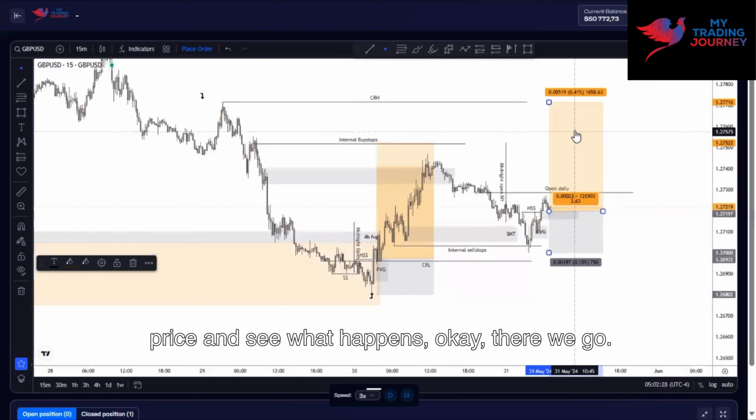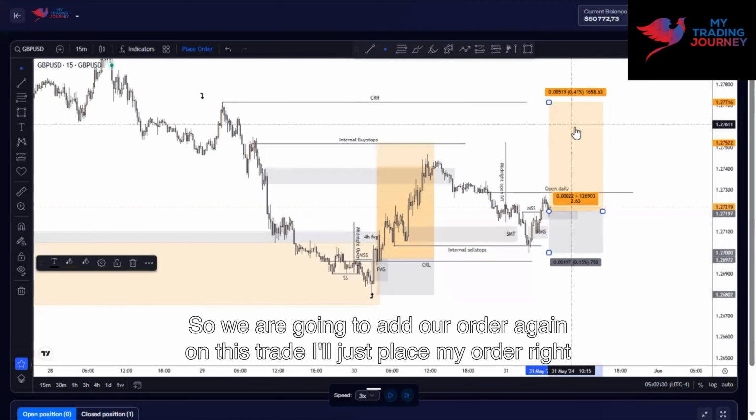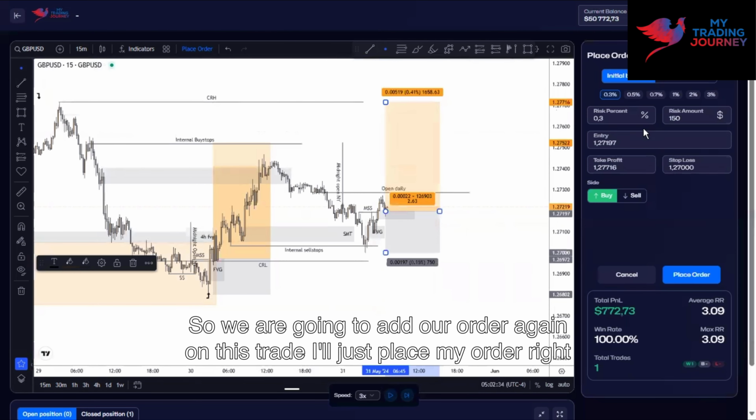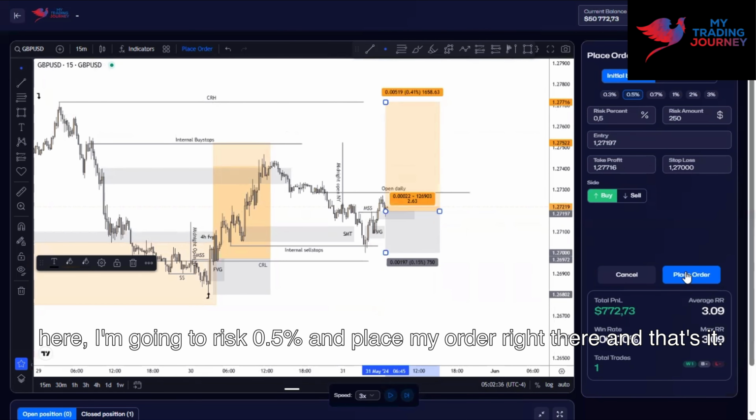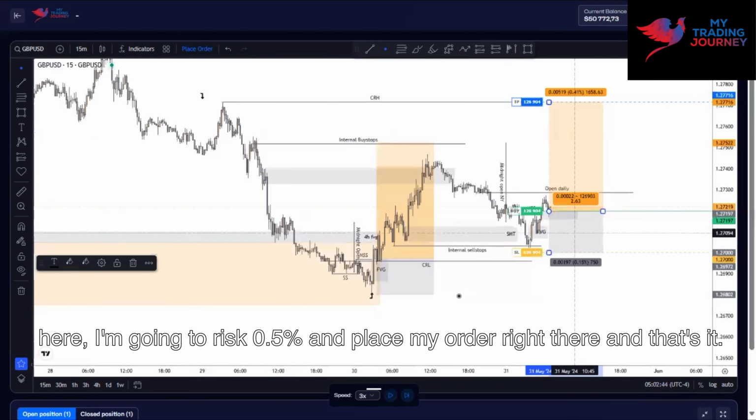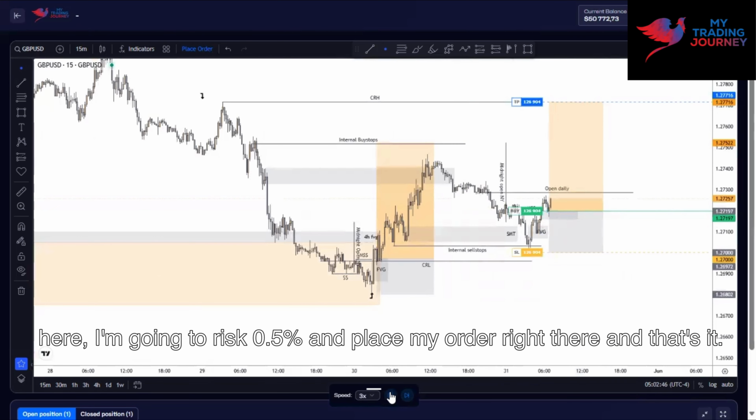Okay, there we go. So we are going to add our order again on this trade. Let me just place my order right here. I'm going to risk 0.5% and place my order right there, and that's it.